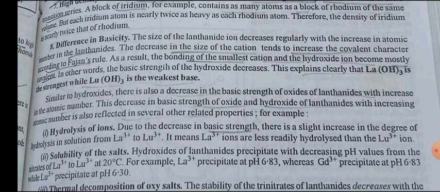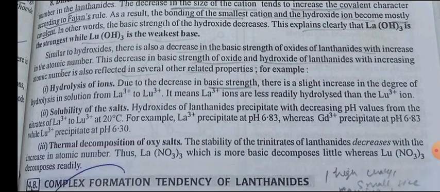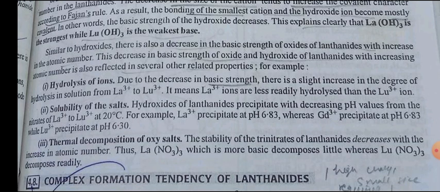Similarly, there is also a decrease in the basic strength of oxides of lanthanides with increase in the atomic number. This decrease in basic strength of oxide and hydroxide of lanthanides with increased atomic number is also reflected in several other related properties. For example, hydrolysis of ions.